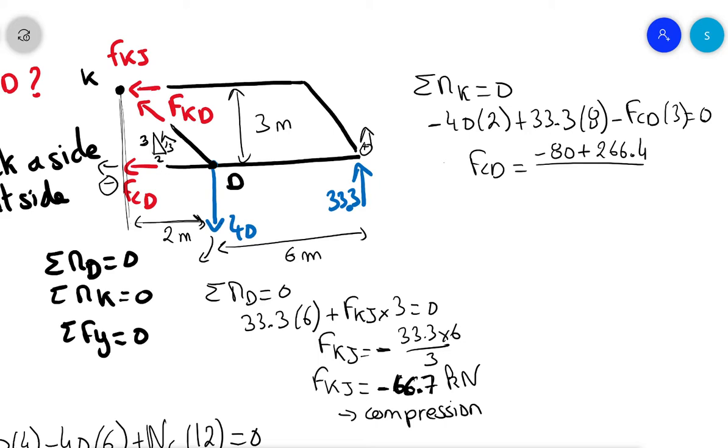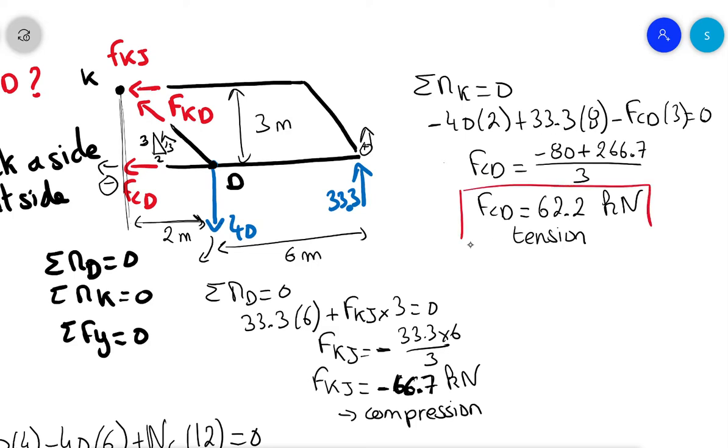Try to keep your exact number to 66.6. You see, it changed, like 7. Divided by 3. So FCD is equal to this one minus 80 divided by 3. That's 62.2. And it's plus, so we got the right direction. So it means that we guessed tension, and yes, it is in tension. Okay, so we have 1, 2.